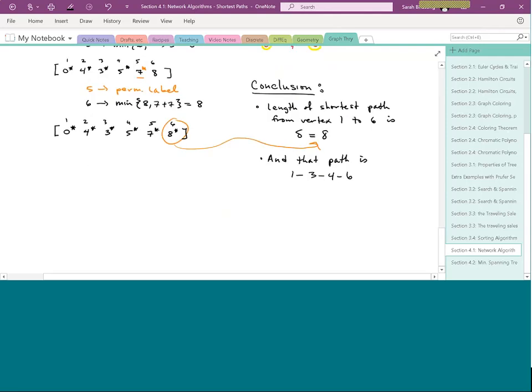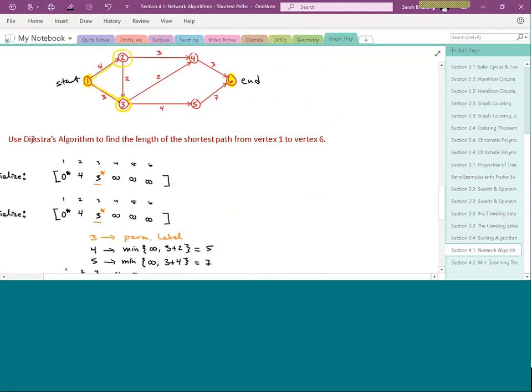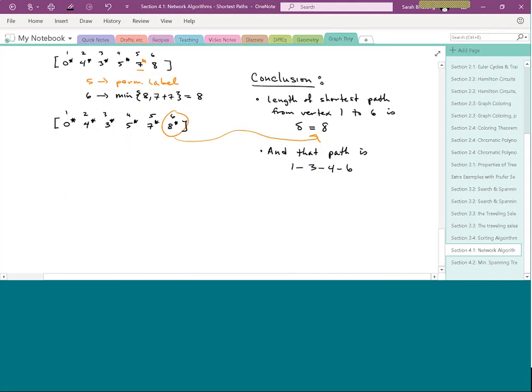So first thing is, let me go ahead and recopy this graph. Did I put too much work on this graph? I put too much work on this graph. So way 2.